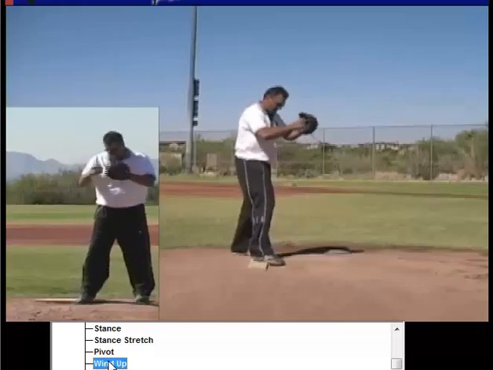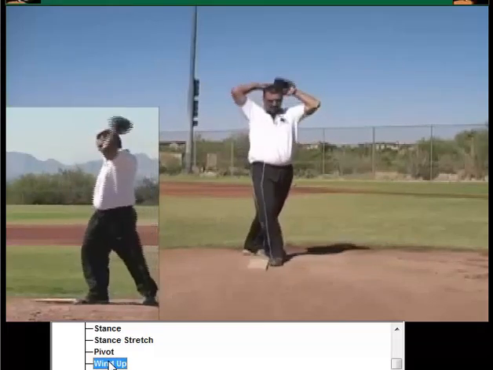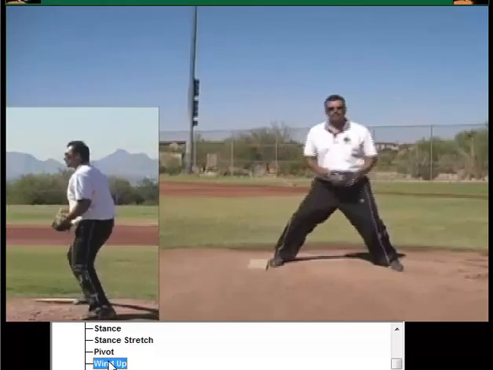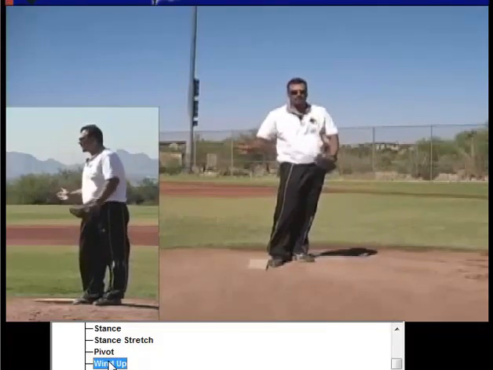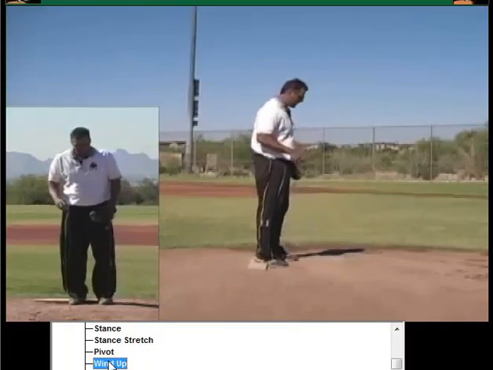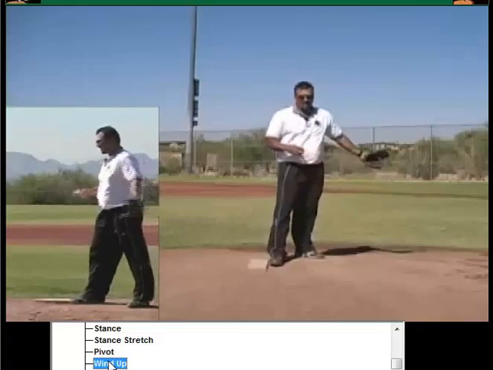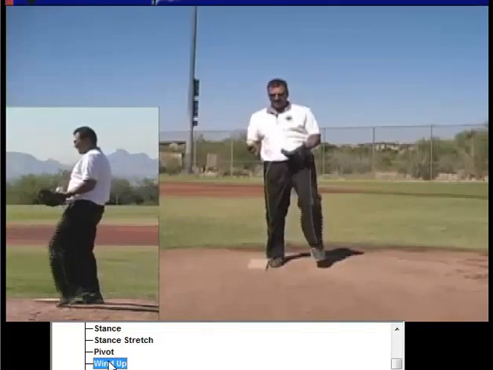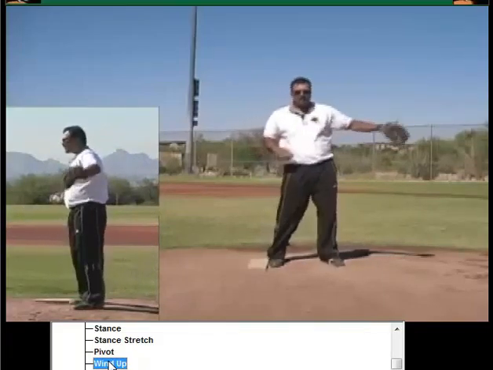So if I'm here, if I step to the side, bang, I come up, I have a little bit more time over the rubber as I deliver the pitch home. Same thing as if I step forward, now my momentum is actually going backwards, so I can stay a little bit more over the rubber before I deliver my pitch home.